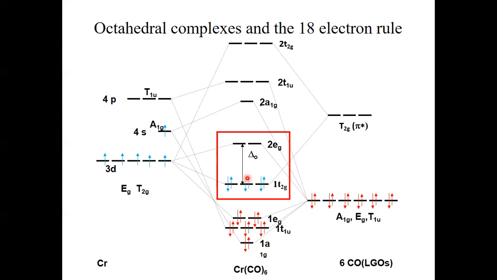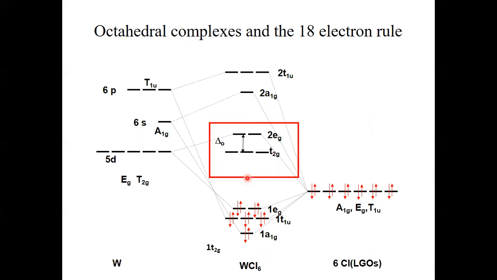So you see that in this way, molecular orbital theory, or ligand field theory, is again able to explain something that the crystal field theory could not do. Crystal field theory could not explain the 18 electron rule. Okay, then I may just finish this up briefly.